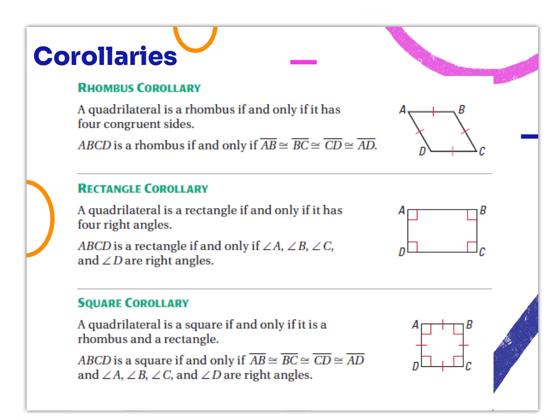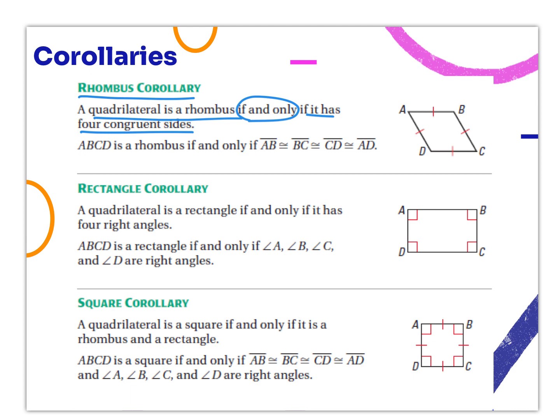Now that we know what these things are, we can do these corollaries, which are not really theorems, but they kind of follow theorems. They're very obvious things that you know once you understand a definition or a theorem about a rhombus. The first one is the rhombus corollary. A quadrilateral is a rhombus if and only if it has 4 congruent sides.